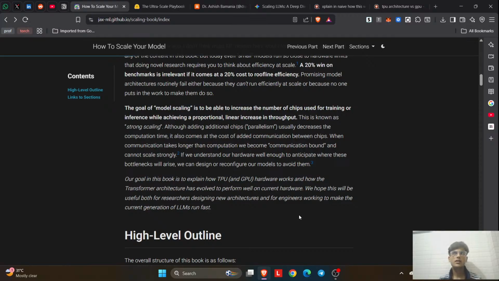The goal of model scaling is to be able to increase the number of chips in training and inference while achieving a proportional linear increase in throughput. This is known as strong scaling. Although adding additional chips through parallelism usually decreases the computation time, it comes at the cost of communication between chips.